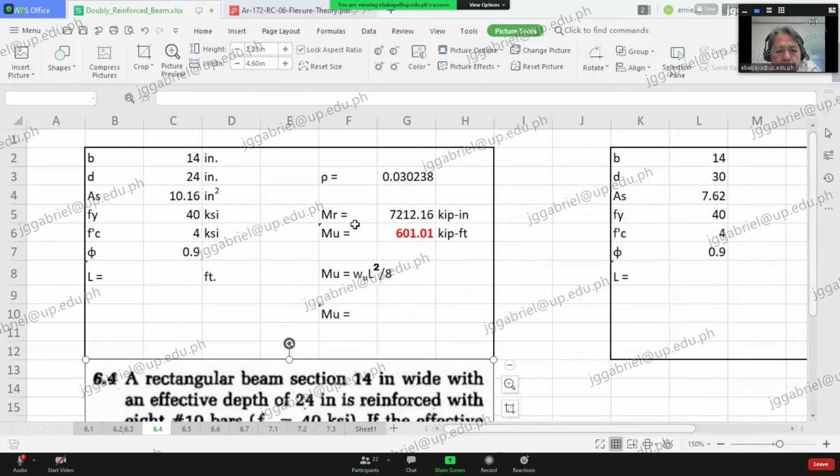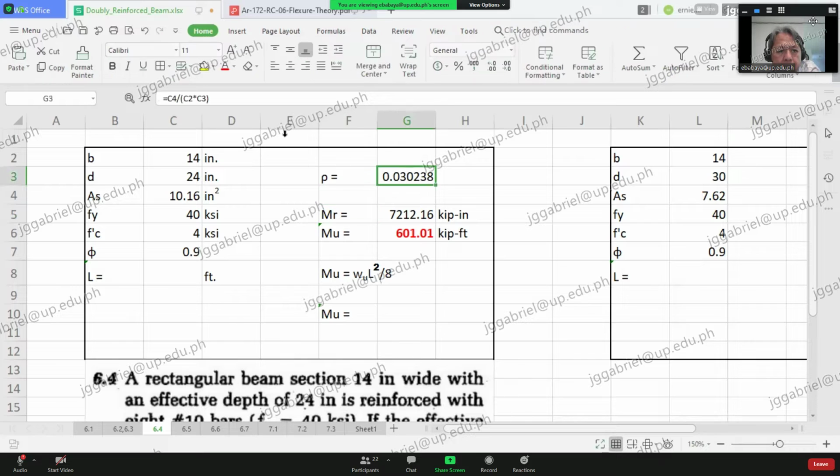Okay, so we already have the area of steel, and then we also have B and D. So we already have the value for rho, or As over bd. That's our rho. No? So we'll be able to get the resisting moment, which is already multiplied na rin to the reduction factor. Okay, so you'll get 7,212 kip-inch. Divide that by 12, you get 601.01.